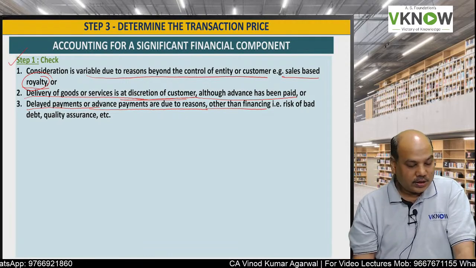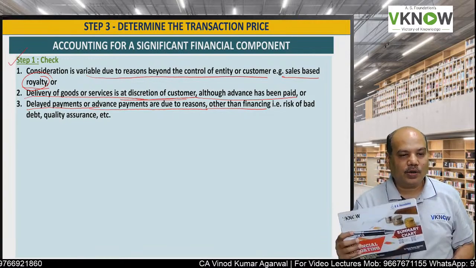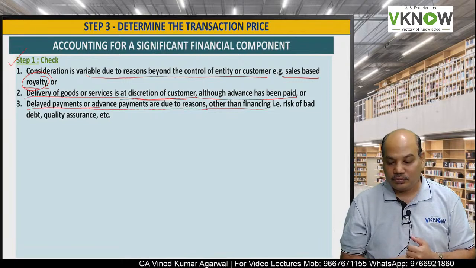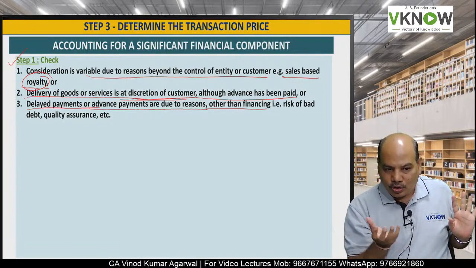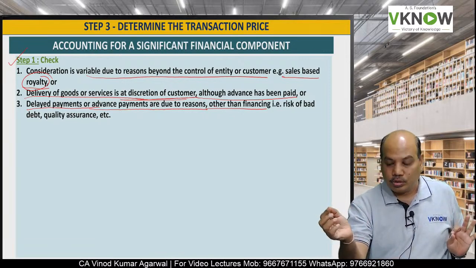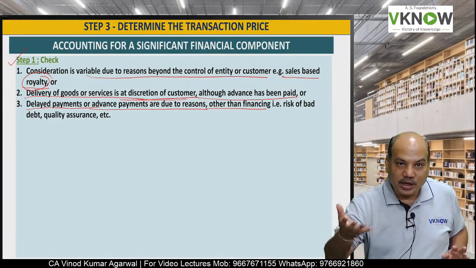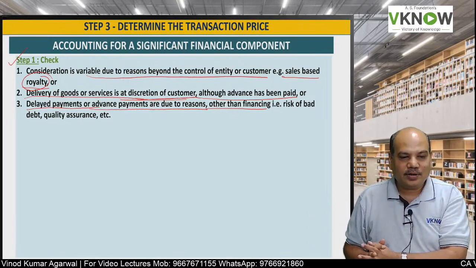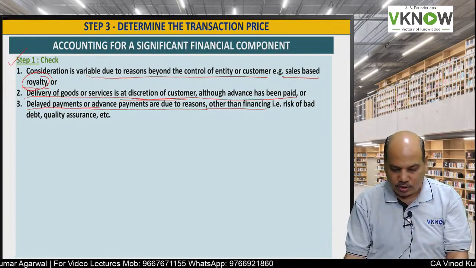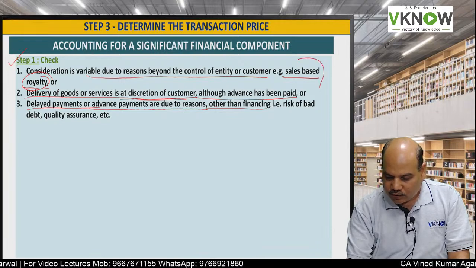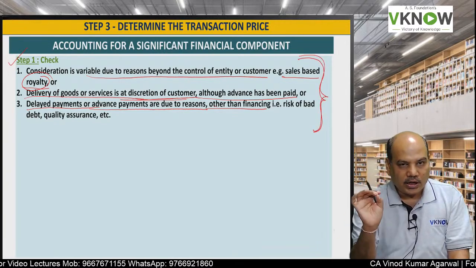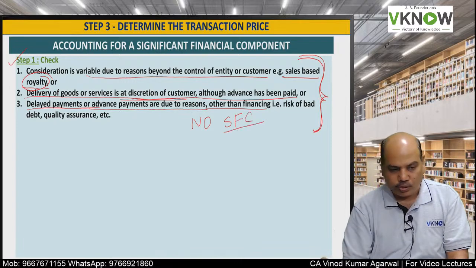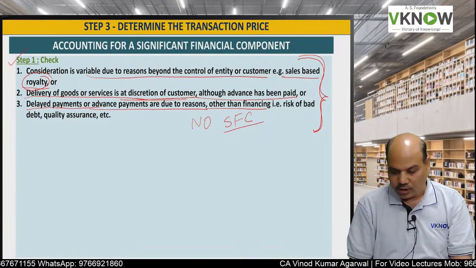For example, a student says, sir, please send this book to me, I'll pay you after 1 year. I say, sorry, I have a risk of bad debt, you have to pay me in advance. So sometimes the supplier insists on advance payment because he does not want to take bad debt. Sometimes the customer delays the payment. He says, first you construct this bridge, then we will make 60% payment after 3 months. He wants to have quality assurance. If either of these 3 conditions is present, there is no significant financing component.